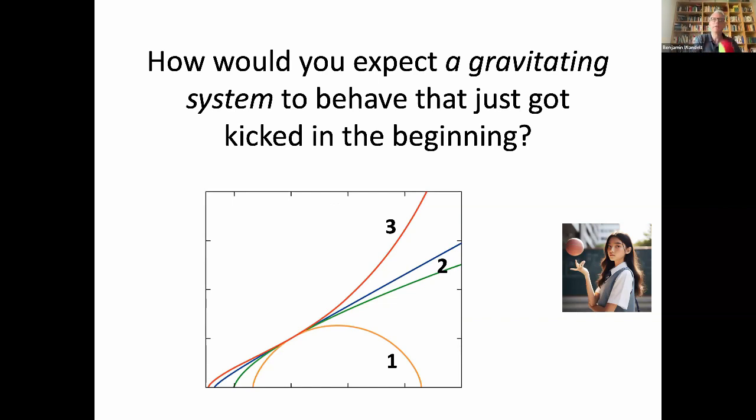Well, we've done the experiment. Something kicked in the beginning. Which one do you think? Write down the answer, or maybe write it in the chat. One, two, or three. Which one makes sense to you? All right. Let's see. What are people writing? Three. One, two, or three.